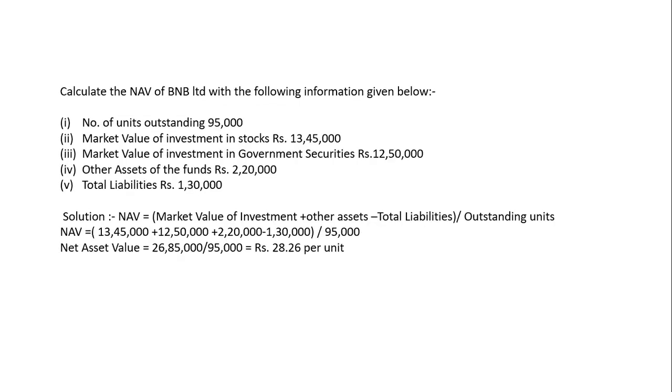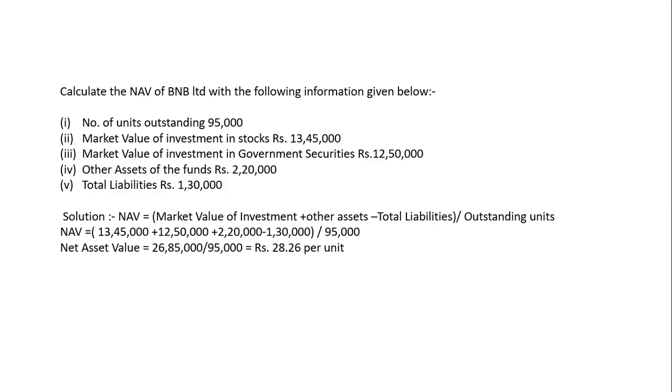Second question: calculate the NAV of BNB Limited with the following information. Number of units outstanding 95,000. Market value of investment in stocks 13,45,000. Investment is an asset. Second, market value of investment in GSEC, government securities, 12,50,000. Other assets of the fund, rupees 2,20,000.